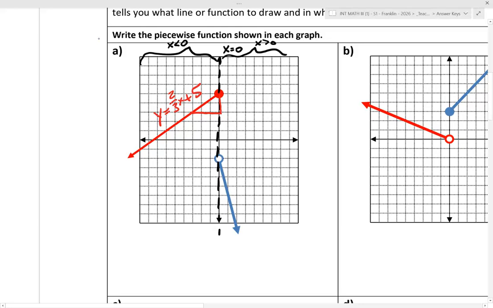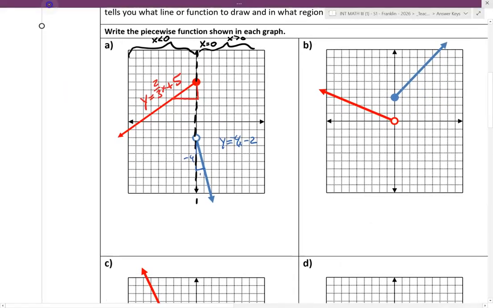For the blue line, it starts at -2, and we have a slope of 1, 2, 3, 4, down 4 over 1. So a slope of -4. Okay, so we have our two equations, y equals 2/3 x plus 5, and y equals -4x minus 2. And now we can build our piecewise function.